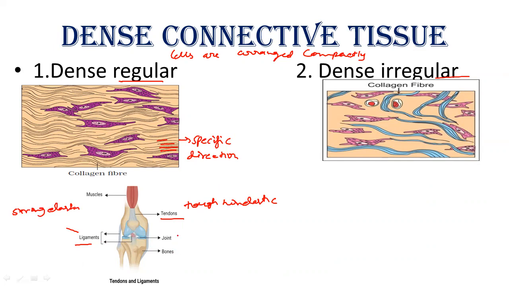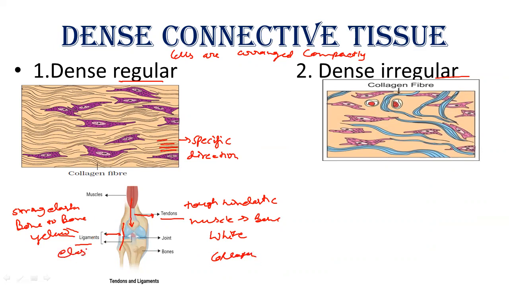Tendon connects muscle to bone. This is the tendon. It attaches muscle to bone. Muscle to bone. And the ligament connects bone to bone. Tendon is made up of white fibrous tissue and ligament is made up of yellow. Tendon has collagen fiber, and in ligament, elastin fibers are more than collagen.